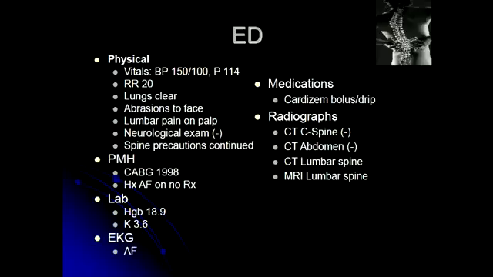His vitals were stable. He had lumbar pain on palpation. His neurological exam was otherwise unremarkable. Spinal precautions were continued. He had a history of atrial fibrillation and a CABG in the past. His lab tests, for the most part, were unremarkable. He had atrial fibrillation on his EKG. He was placed initially on a cardioversion bolus and a drip to get his heart rate down. And then he underwent imaging, and I'll show you the positive images. For all these cases, I will not show you the negatives, just the positives.